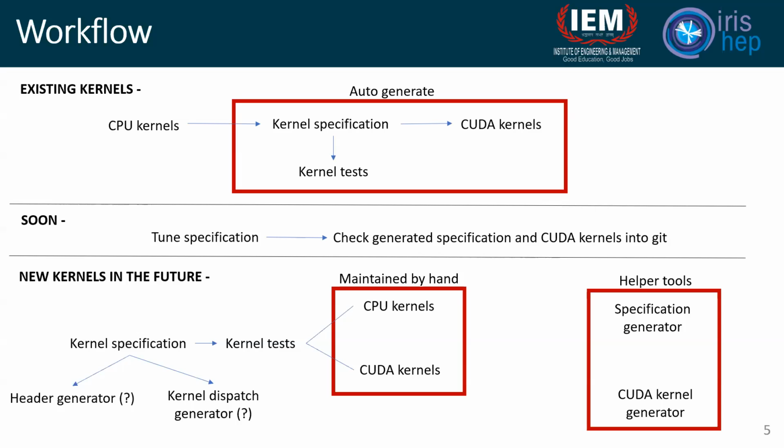So I want to emphasize the fact that the specification will always be used for generating tests for the CPU kernels and the CUDA kernels. And since we have developed tools that automatically generate the specification and the CUDA kernels, although we'll be checking in the generated files into the code base, we'll still leave them around so that the users could use these tools to maybe generate the specification or the CUDA kernels themselves, and then maybe tweak it by hand before plugging it into the code base.